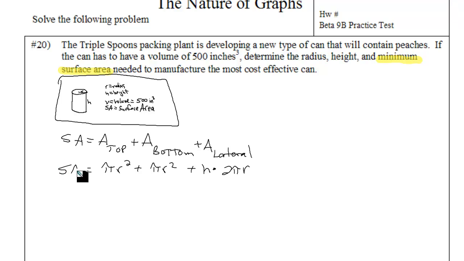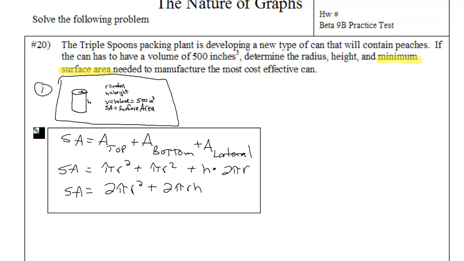So all we have to do now is simplify this. Pi r squared and pi r squared is 2 pi r squared, plus 2 pi r h. Now we just have to find the derivative, which we can't do because there's two variables. So look at the pickle we are in right now. Quite the pickle.